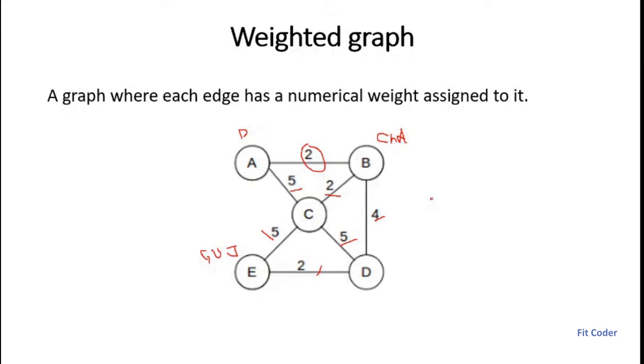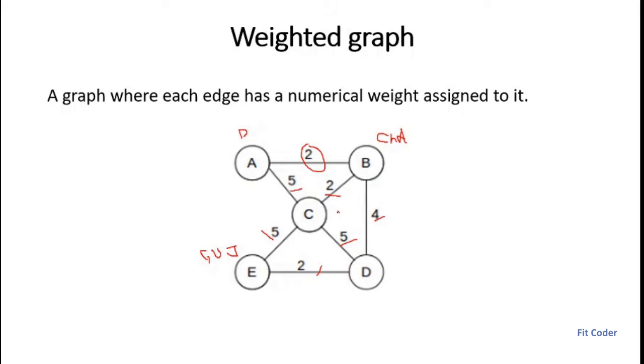So how can this problem be solved? One method is to find the possible ways of reaching from Delhi to Gujarat, the different routes that are available. You compute the distance of each route, compare the toll cost, compute all of these, and then find the minimum. These 5 and 5 can be considered as kilometers. From Delhi to Chandigarh, let's say 300 kilometers. So instead of 2, you can write 300. So 300 will be the cost of traveling from Delhi to Chandigarh.